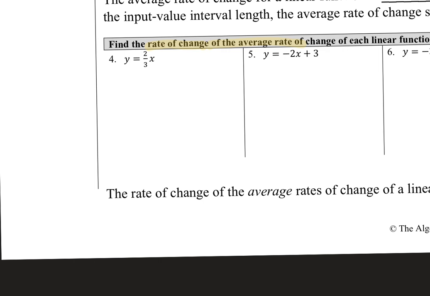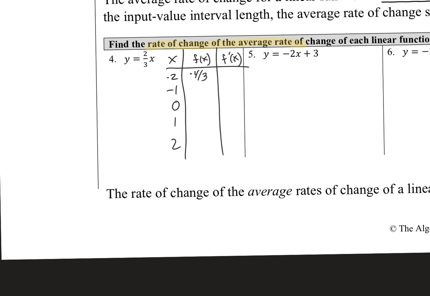So let's just pick some numbers near the origin. I like to do negative 2, negative 1, 0, 1. You could do 2. Really, you only need about 4 points here. And we're just going to plug these in. All right, so if I plugged in a negative 2, what would I get? Negative 2 times 2 is negative 4. I'd get negative 4/3. All right, let's plug in another point. If I plugged in negative 1, I'd get negative 2/3. If I plugged in a 0, I would just get 0.